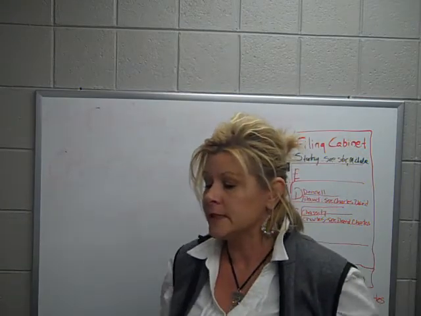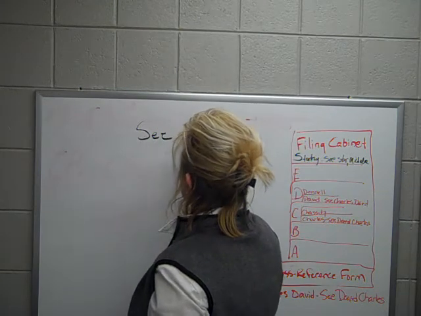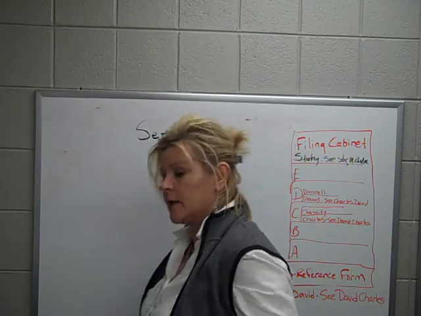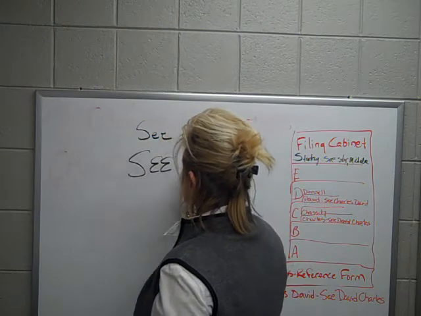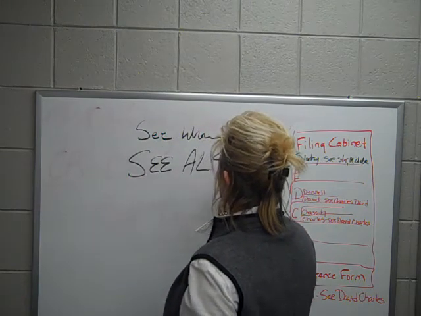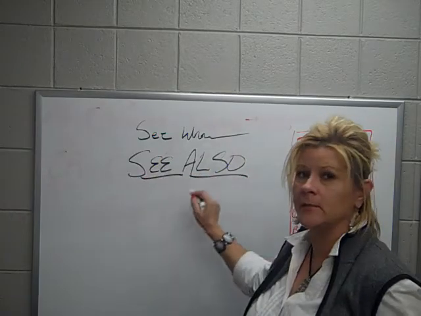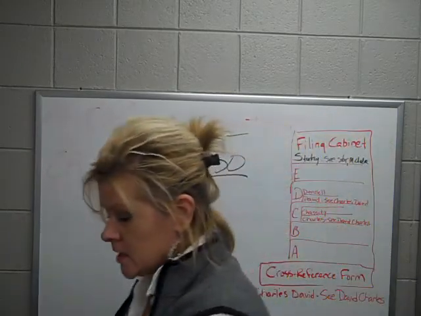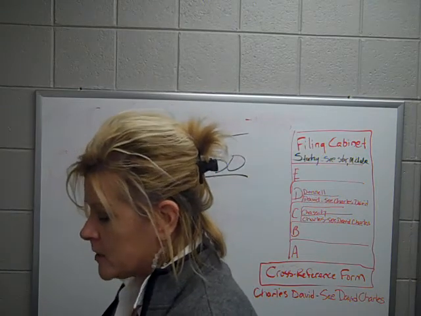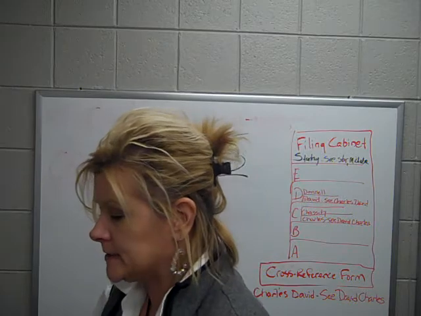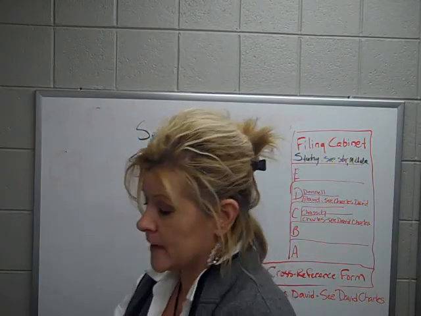So far we've been seeing this: see whoever. Okay? In similar names it's going to be always see also. See also for similar names. Okay? So look on the next page. And what this means on page 48 is that you have names that sound alike but are spelled differently.